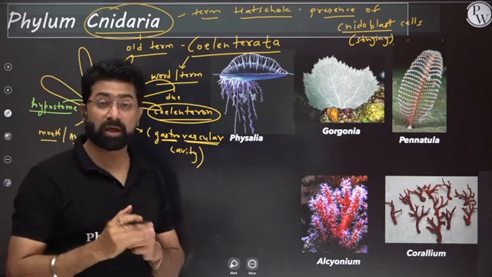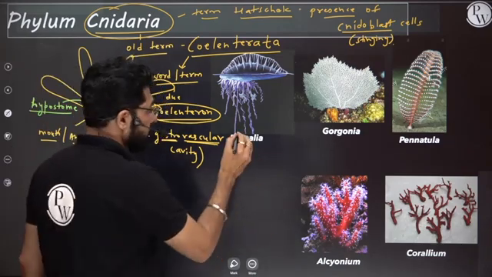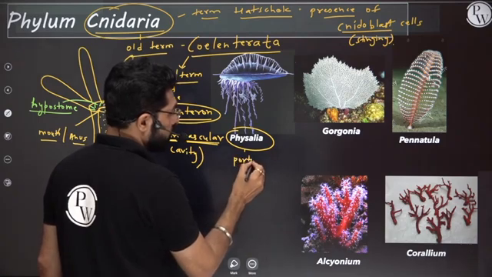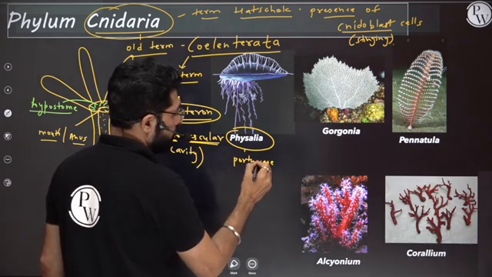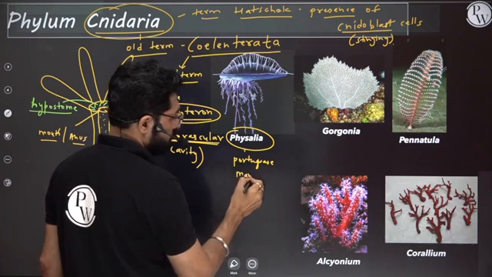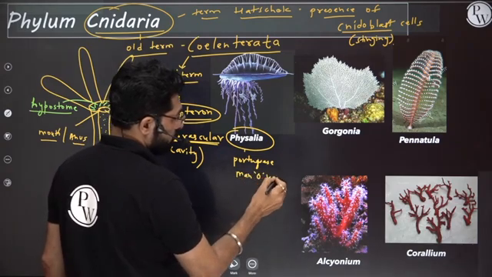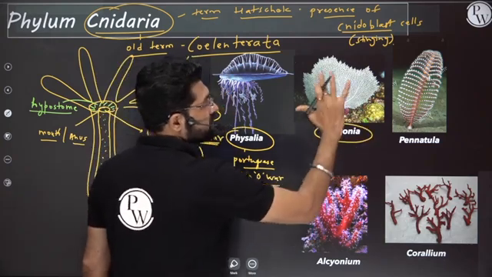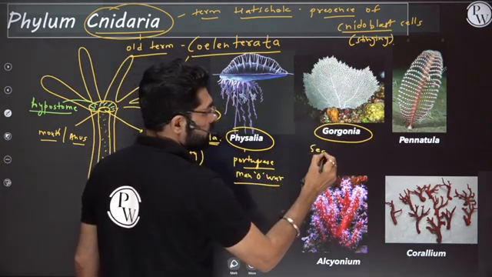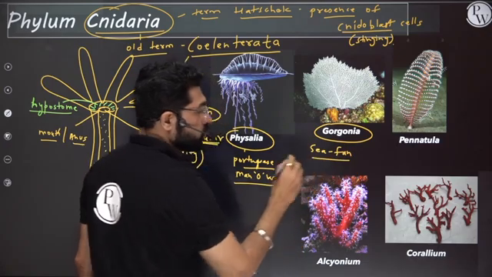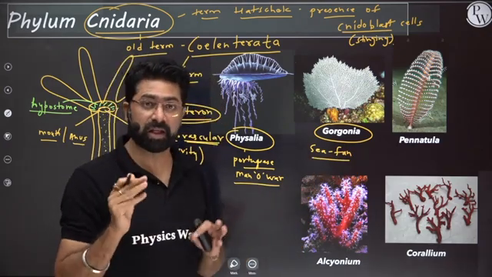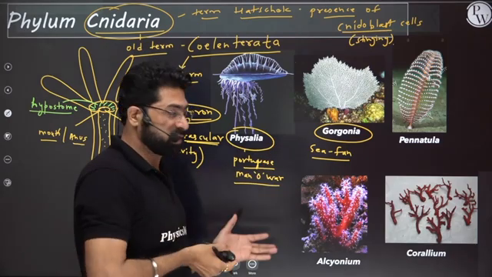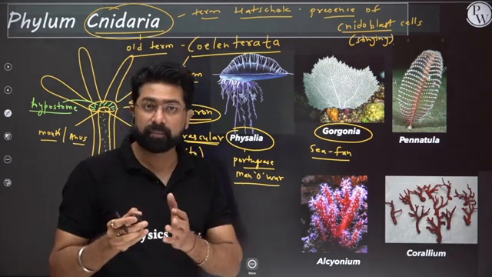Now let's talk about the common names of these animals. Physalia is called the Portuguese man o' war. Gorgonia is called the sea fan. Can you see? It is called sea fan. You have to remember these names. Very, very important. You just don't have to listen to the lectures, you have to remember them.